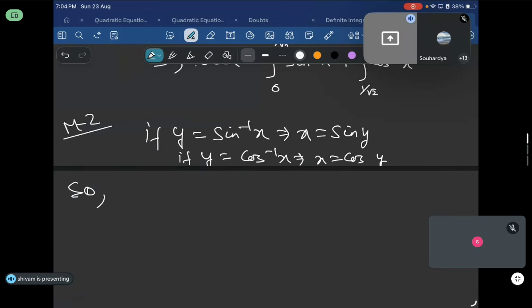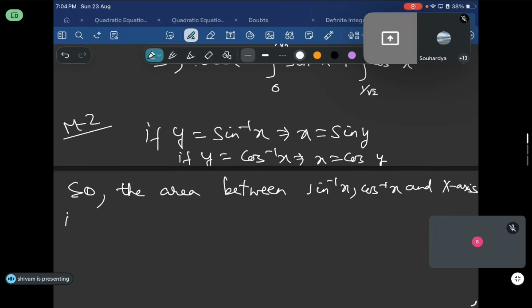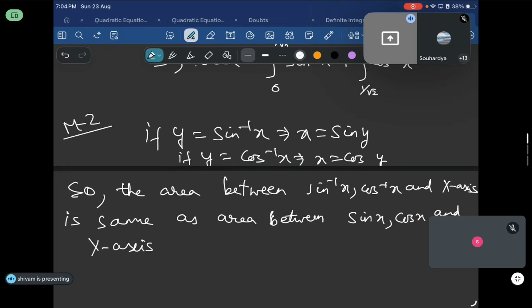So, can I say that the area between sine inverse x, cos inverse x and x-axis is same as area between sin x, cos x and y-axis? Tell me, can I say this? Yes or no? y and x, they are dummy variables, right?